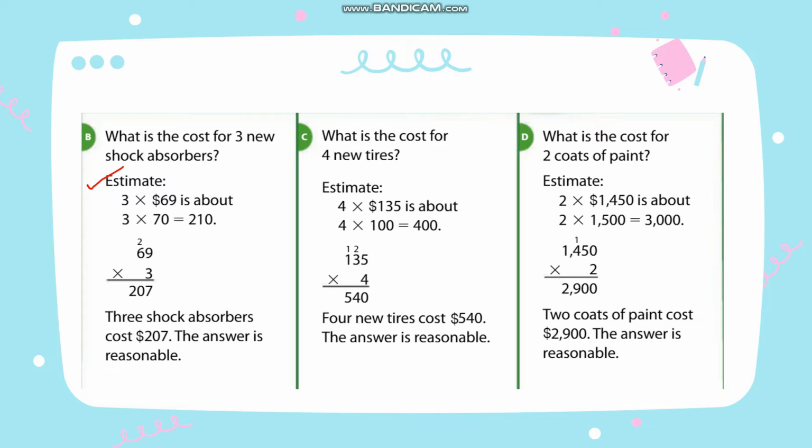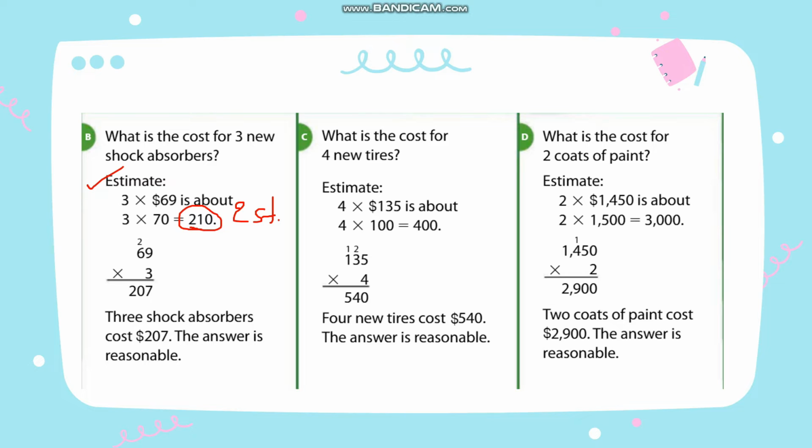So 3 multiplied by $69, because each shock absorber costs $69. Then I'm going to round 69 to the nearest 70. So 3 multiplied by 70 is 210. 210 is my estimated answer. Now, how to find the exact one?